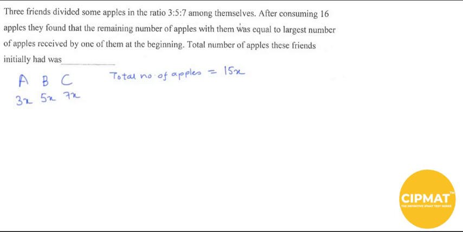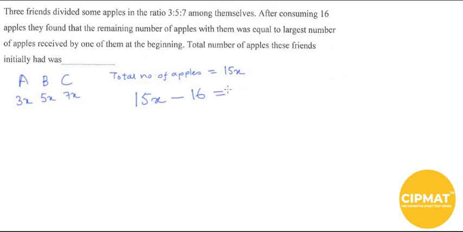Now they found that after consuming 16 apples, the remaining number of apples with them was equal to the largest number of apples received by one of them at the beginning. So when they consumed 16 apples, how many are they left with? Initially they had 15x apples. When they consume 16 of them, you are left with 15x minus 16 apples.